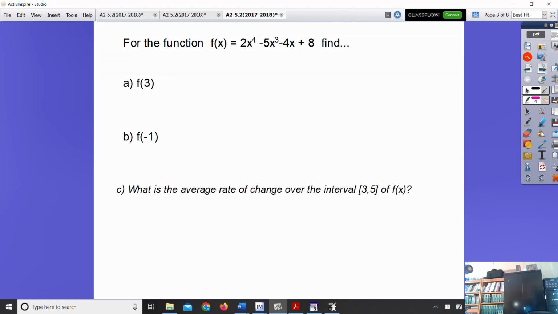All right, for this function, f of x is 2x to the 4th minus 5x cubed minus 4x plus 8. Find f of 3. Most of you in here are pretty good, but some of you don't get f notation. Nathan, what's it mean to find f of 3? Plug it in. So you understand f notation. What it means is, let x be 3.